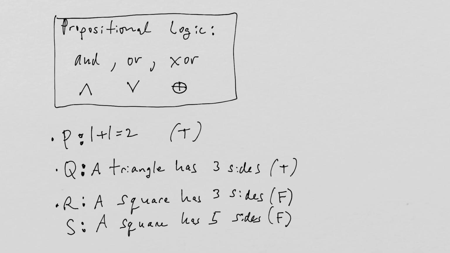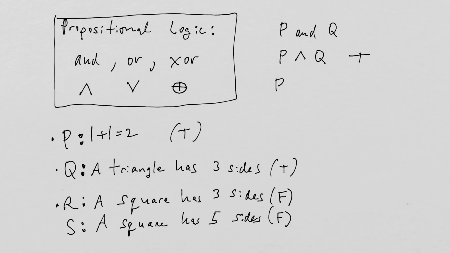So for instance, I could make a sentence like this: P and Q, which is a symbol for and, this upside down V. Now that statement, which is now 1 plus 1 equals 2 and a triangle has three sides, since both of those things are true, P and Q, that statement is also true.